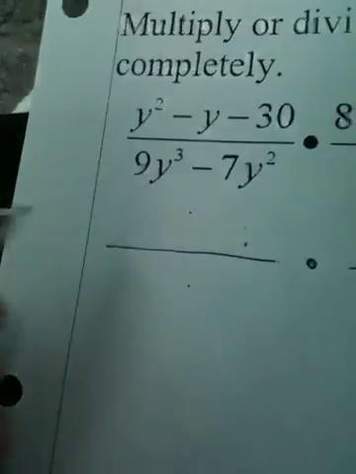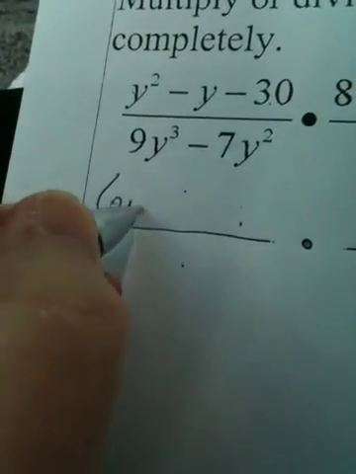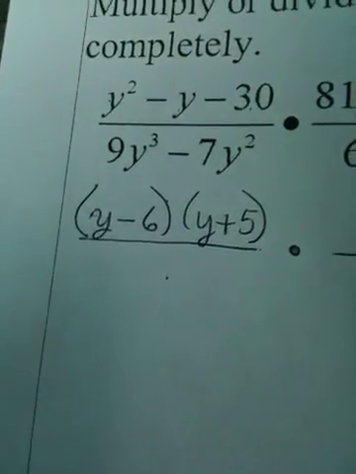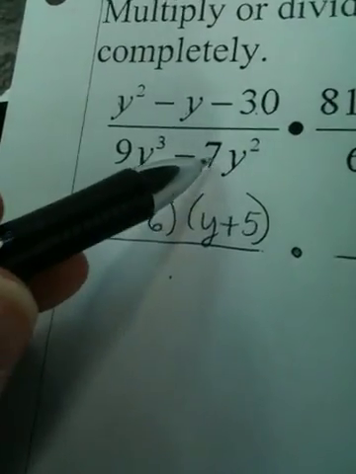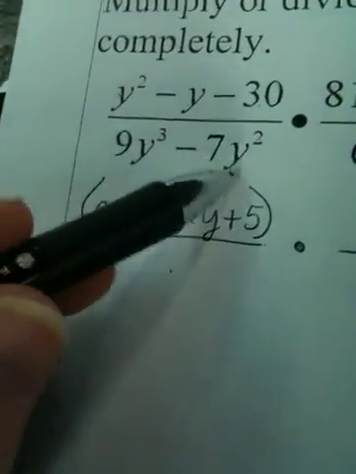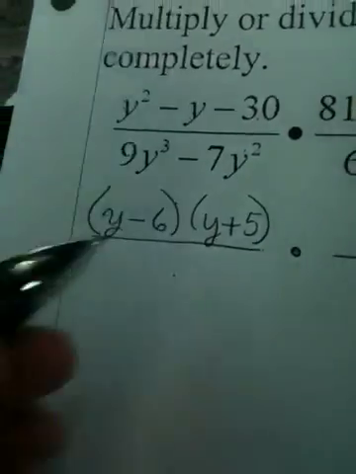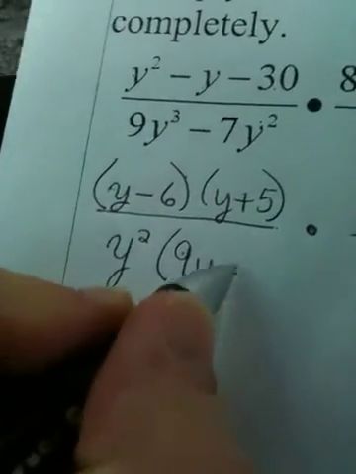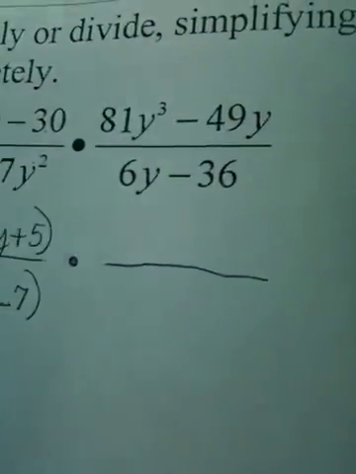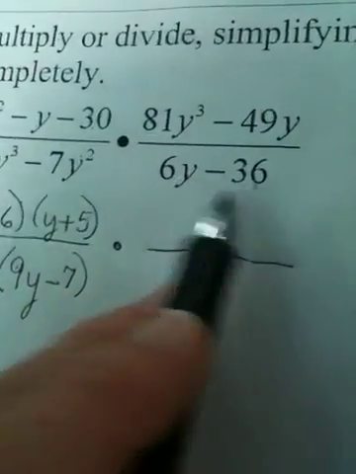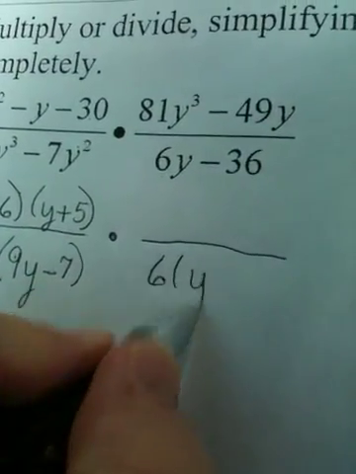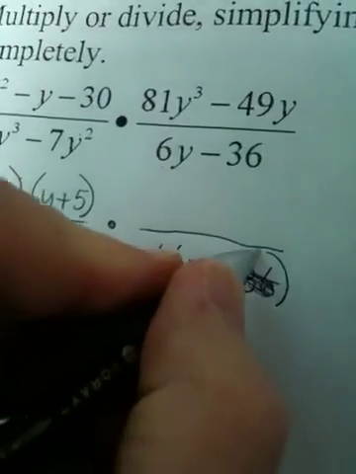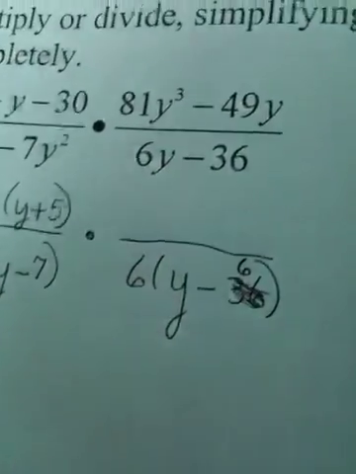Y squared minus y minus 30 is going to factor as y minus 6 and y plus 5. We reversed FOIL. 9y squared minus 9y cubed minus 7y squared. We always look for the greatest common factor, and in this case it would be a y squared, and in parens I would be left with 9y minus 7. Okay, moving over to this part of the problem. The denominator's easy. We pull out a 6. Make this 6 times the quantity y minus 6, okay?